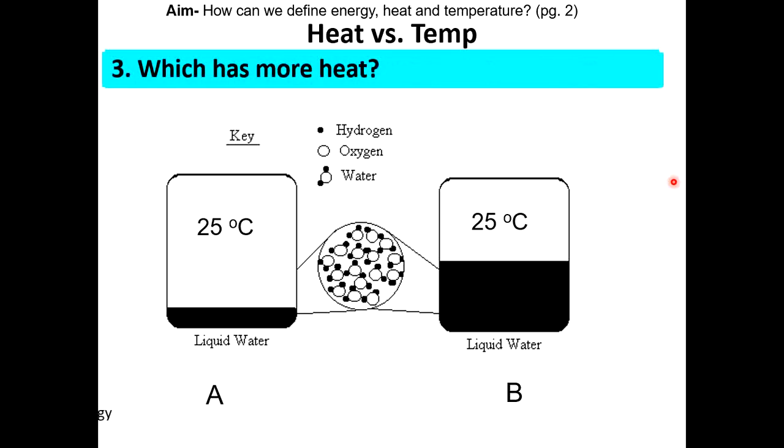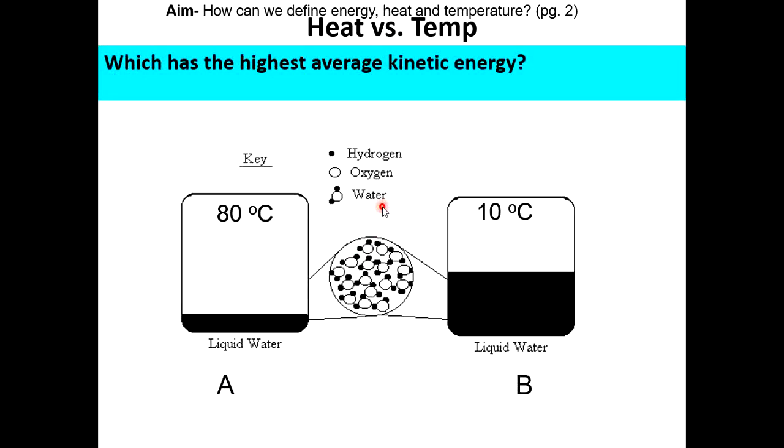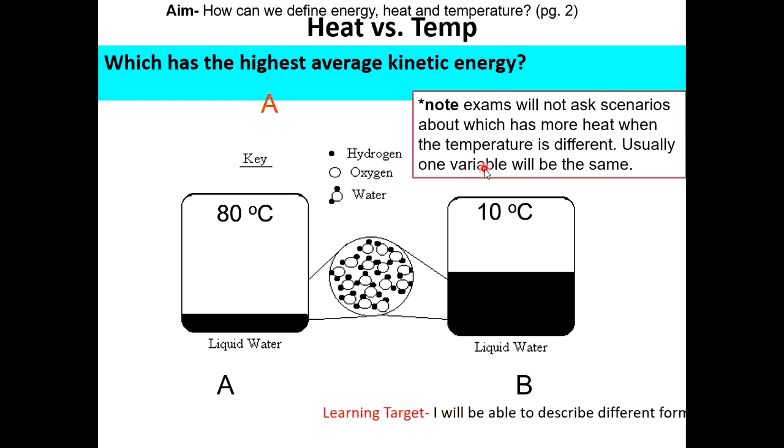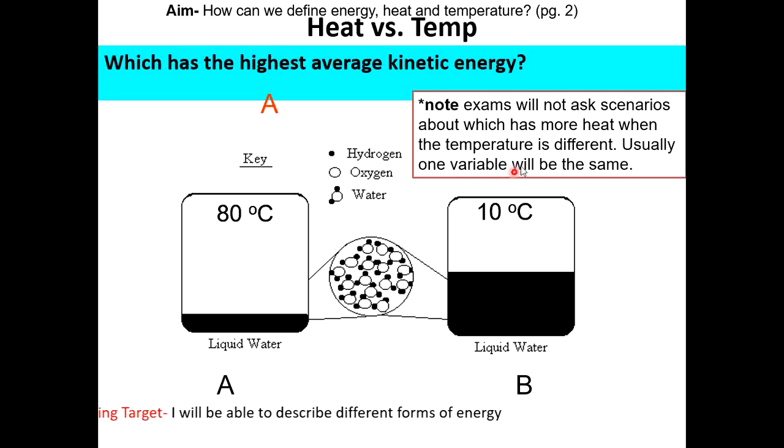Which has more heat? It will be container B because it has more water molecules than container A at the same temperature. Which has the highest average kinetic energy? Average kinetic energy means temperature, so which has the highest temperature? That will be container A. On the Regents exam, they will not ask scenarios about which has more heat when the temperature is different. Usually, one of the variables will be the same.